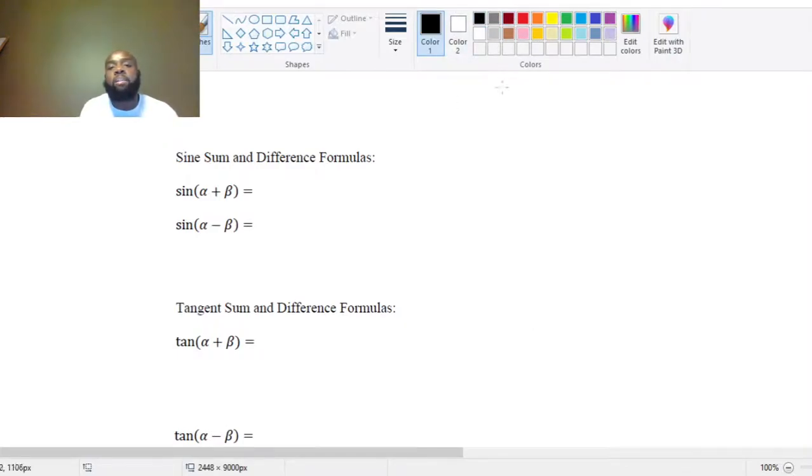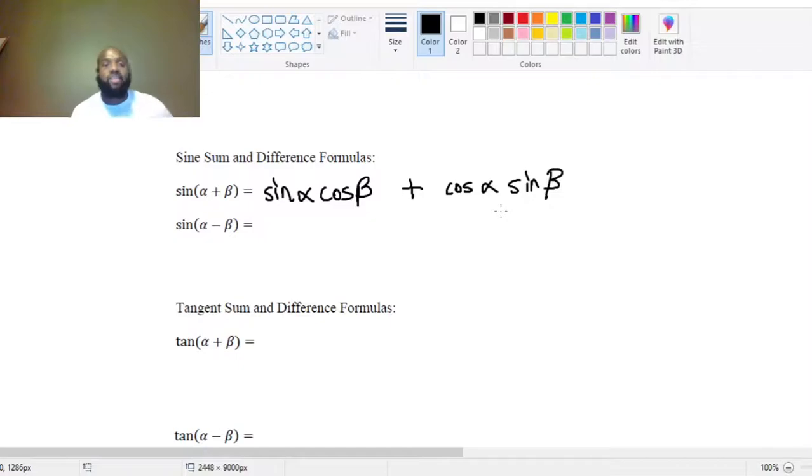All right, my sine sum and difference formula: sine of alpha plus beta is going to be the sine of alpha times the cosine of beta plus cosine alpha sine of beta. See, even I get these formulas confused. It's just a bunch of formulas. All right, so this plus sign is going to stay a plus sign, and you basically do the difference. You do sine, cosine, and then cosine, sine of the first angle and the second angle. And so the subtraction is going to be sine alpha cosine beta as well, but now we're going to have the minus cosine alpha sine beta.